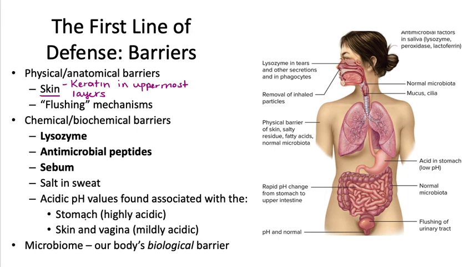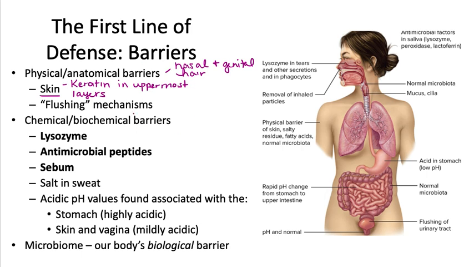Other physical barriers similar to the skin is we'll have hair, so we've got nasal hair, hair in the genital region. And hair is an important physical barrier that helps keep microbes from getting in, so it helps to block the entrance of pathogens past that barrier.